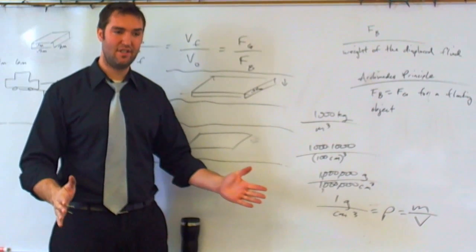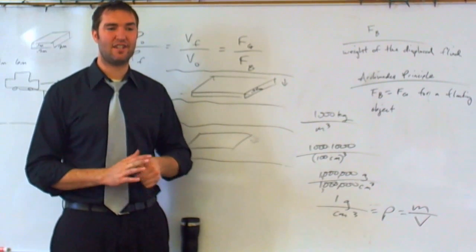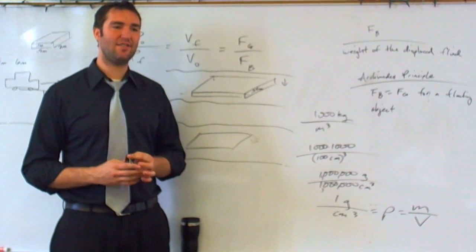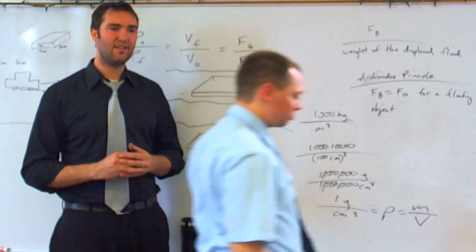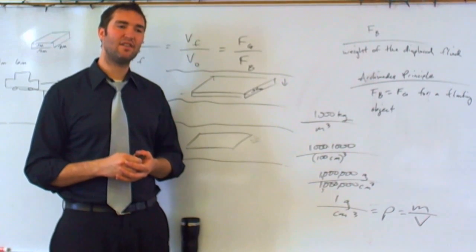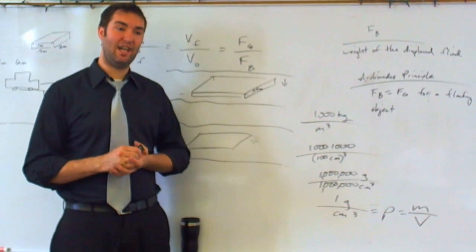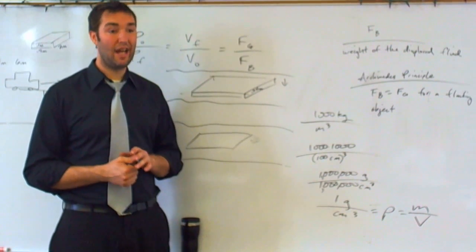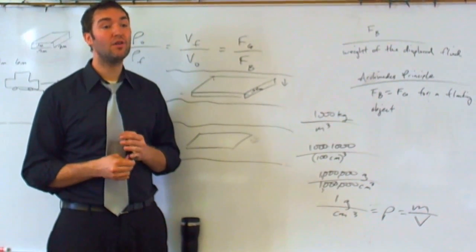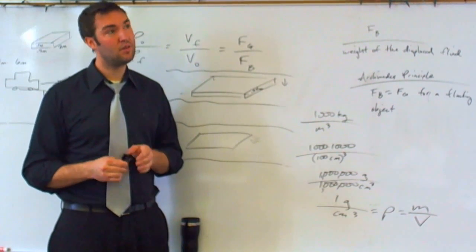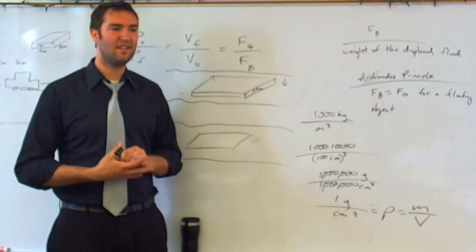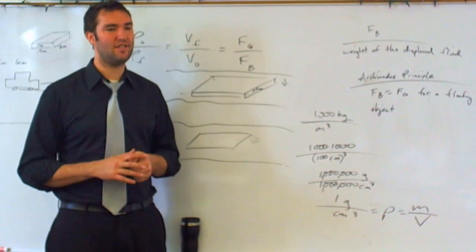9,810 pounds. That's why fish tanks suck to lift if they're full. Pounds? 9,810, I'm talking about this. 9.81 times 1,000 kilograms times 9.81 meters per second squared.